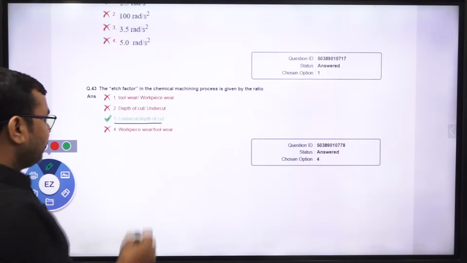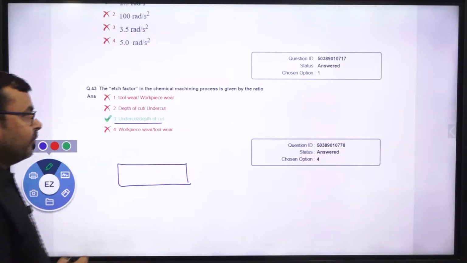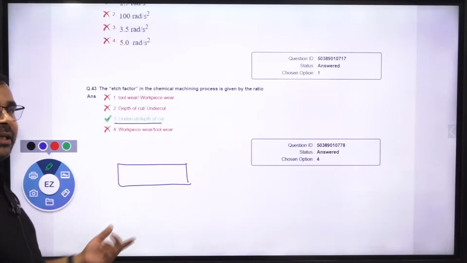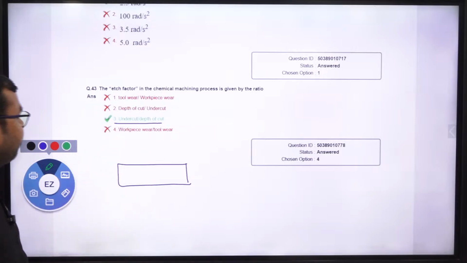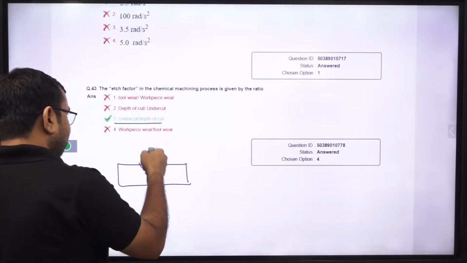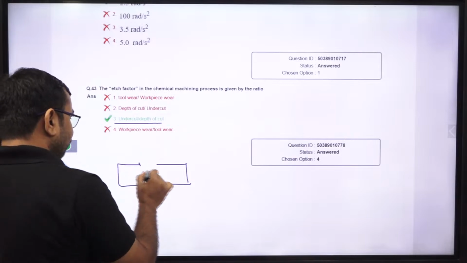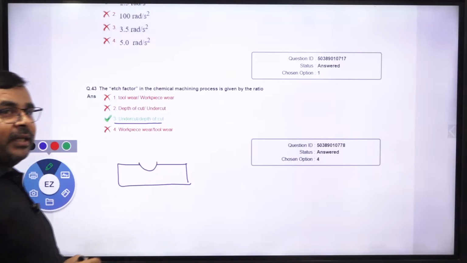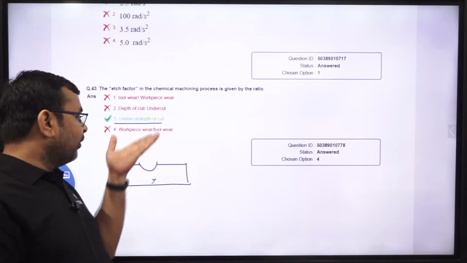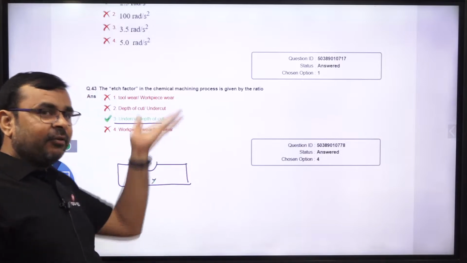Suppose you have a material like this. Yes or no? Now if you perform the chemical etching process, the chemical machining process, some amount of material gets removed from this zone. Is it clear? Because of the chemical action, the iron, if it is iron, will be removed in the form of hydrates through the chemical, as iron displacement.